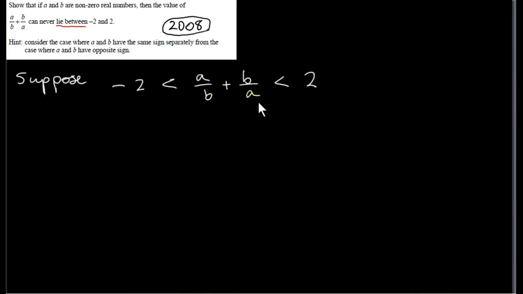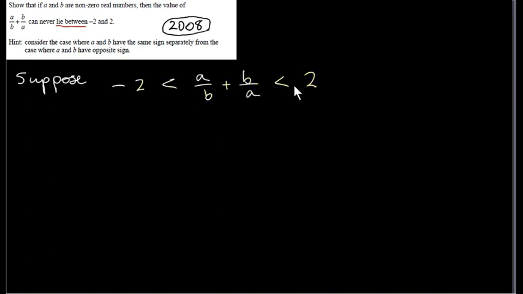So those were a few examples. Of course, those few examples suggest that this expression does not lie between minus 2 and plus 2, but those few examples do not constitute a proof. We want to prove this is true for all values. So what I will do here is suppose that a over b plus b over a does lie between minus 2 and plus 2. In other words, minus 2 is less than a over b plus b over a, which in turn is less than 2.